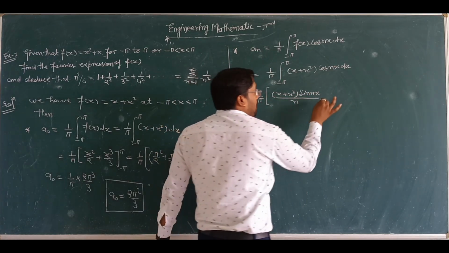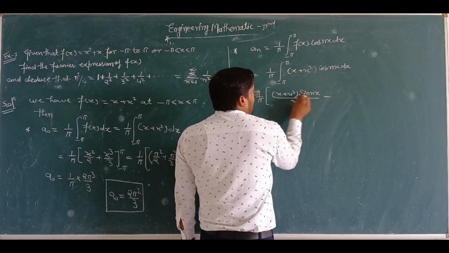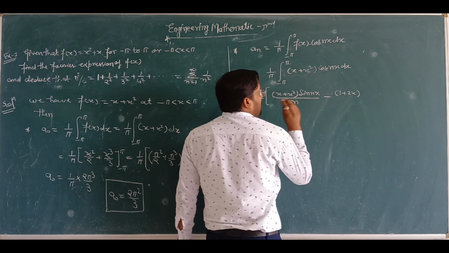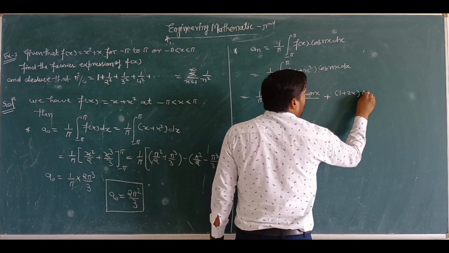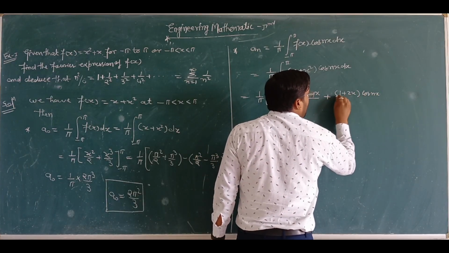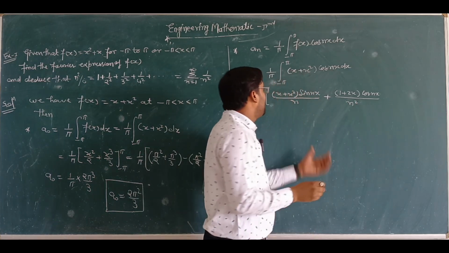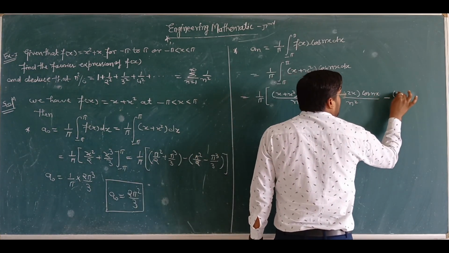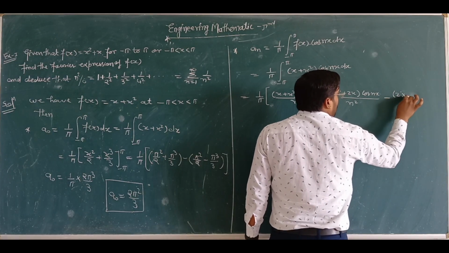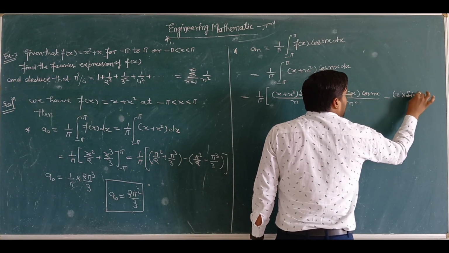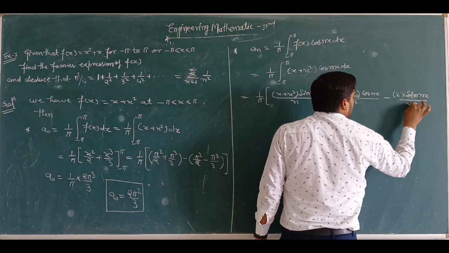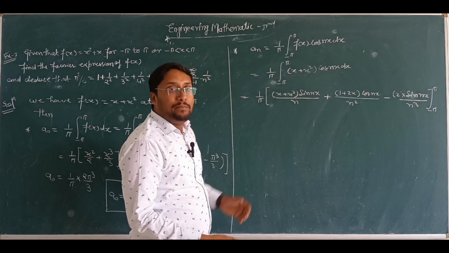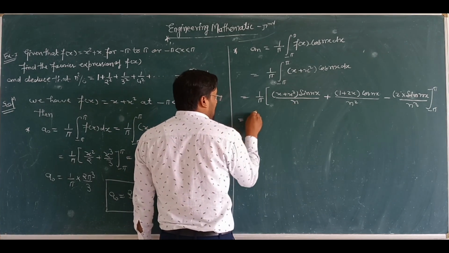Now again, minus the differential of this function, which means 1 plus 2x, and the integration of sin nx, which gives minus cos nx upon n square. Now again, minus the differential of this function, which means 2, into the integration, which means sin nx upon n cube, with limits minus pi to pi. Now put the limits of minus pi to pi: 1 upon pi.